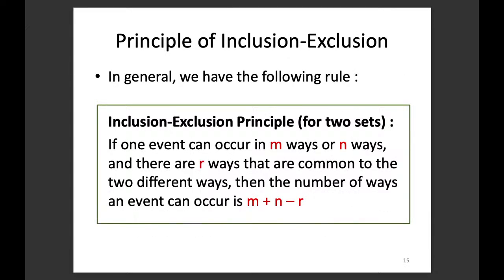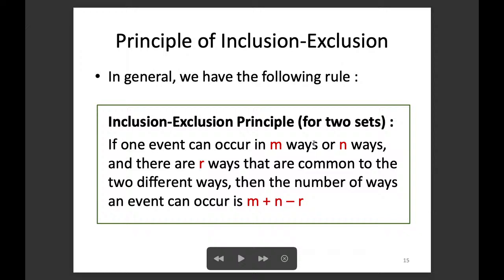And one more thing, okay. So we have talked about the rule of sum and the rule of product. So this is another rule. We call it the principle of inclusion exclusion. This principle says, this is the basic form, or the simplest scenario. Suppose that one thing can occur in m ways or n ways, but between these two, there are common ways. So when we talk about m ways and n ways, there are actually some ways, let's say r ways, that are common here.